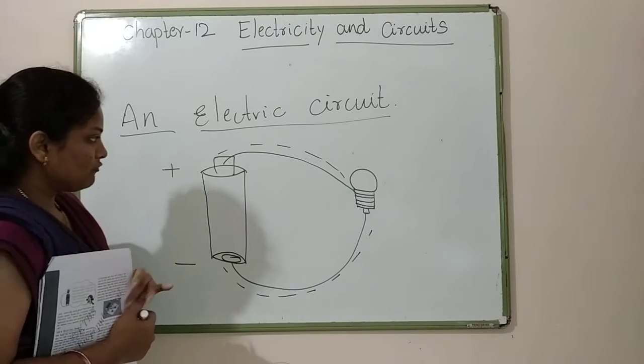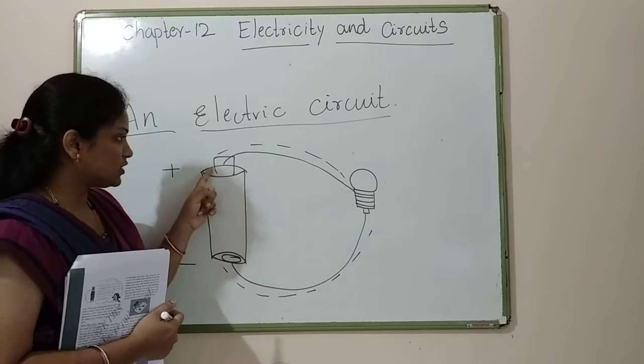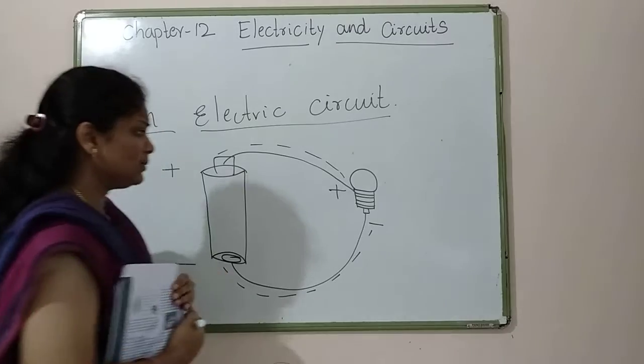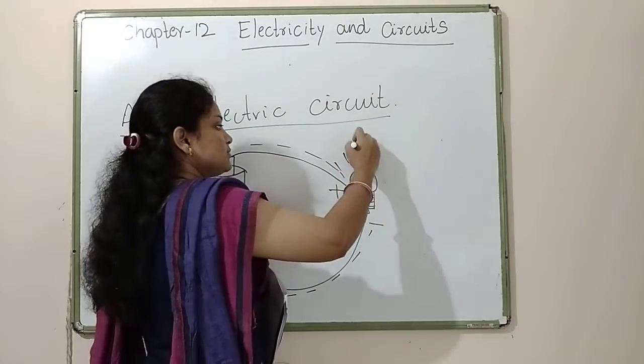When you connect the cell to the bulb, the positive terminal to the positive of the bulb and the negative terminal to the negative of the bulb, in this case the bulb glows.